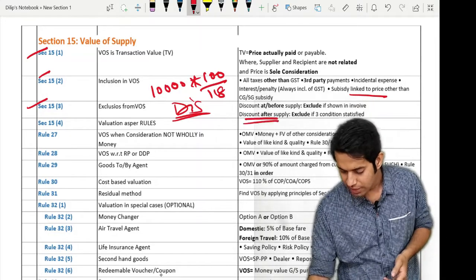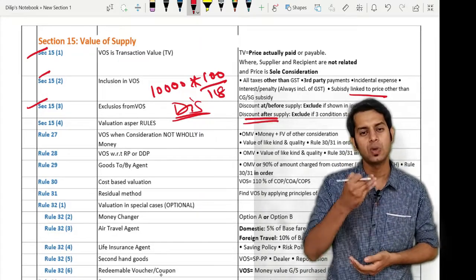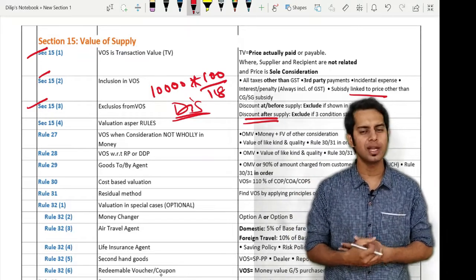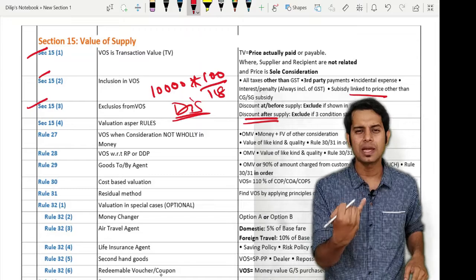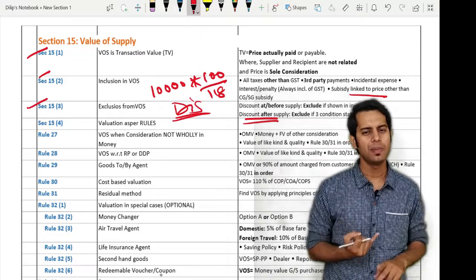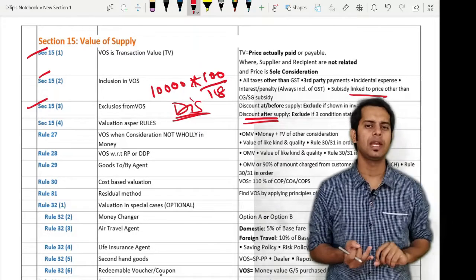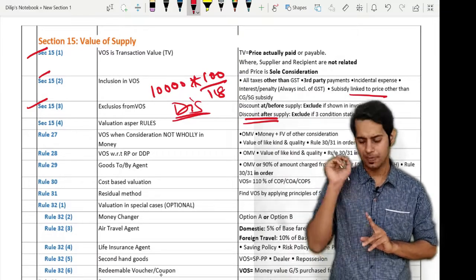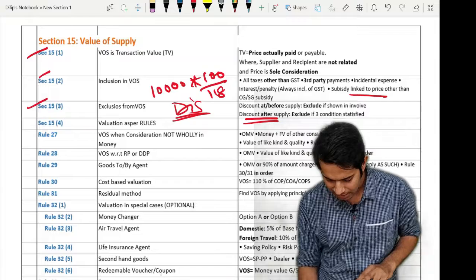Only thing is, if discount is given after supply, it is important. If discount is given after supply, then it will be excluded only if 3 conditions are satisfied. What are the 3 conditions? It should be agreed between the supplier and recipient that discount will be given, and it should be linked to a specific invoice, and input tax credit is required to be reversed by the recipient. ITC will have to be reversed by the recipient.